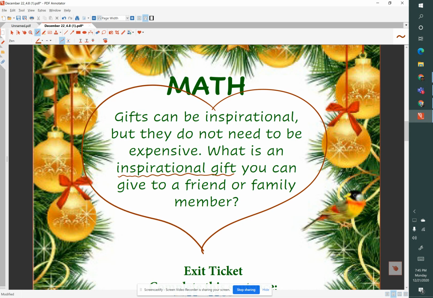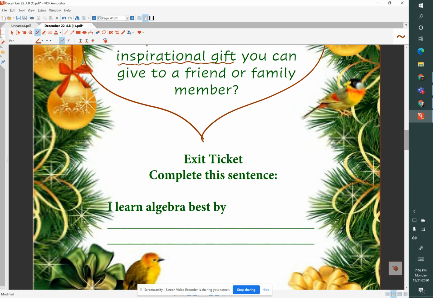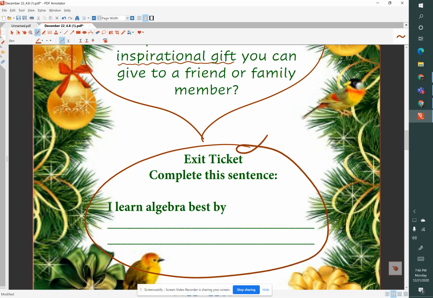I've received some very inspirational gifts in my life, and usually that is not connected to how much they cost. Usually I was very surprised when someone paid attention to something I talked about throughout the year, and then it showed up as a gift for me. It could be a really small thing, but they remembered something I said I loved, and they gave that to me. It was very exciting. And again, at the end of the period, I want you to talk about how you learn algebra best.